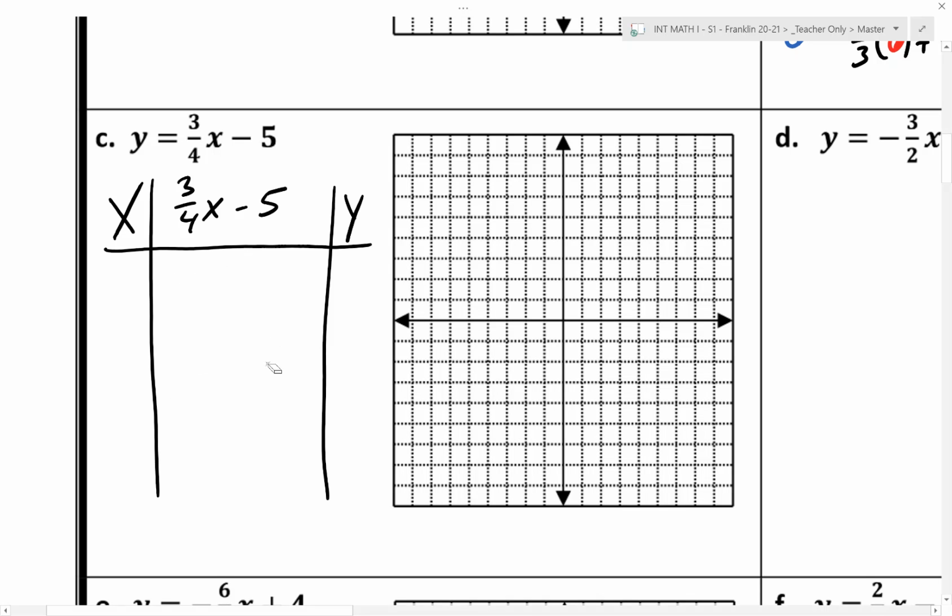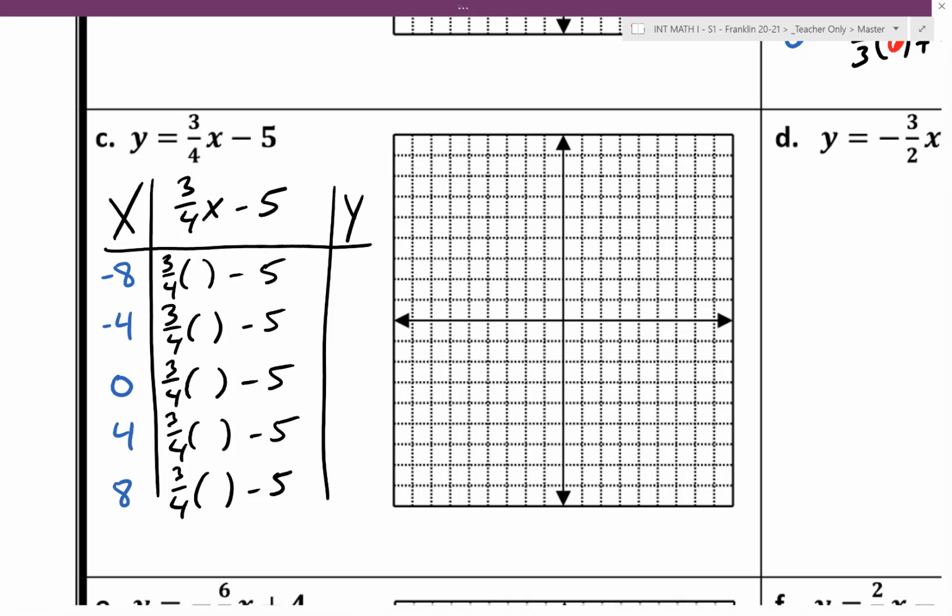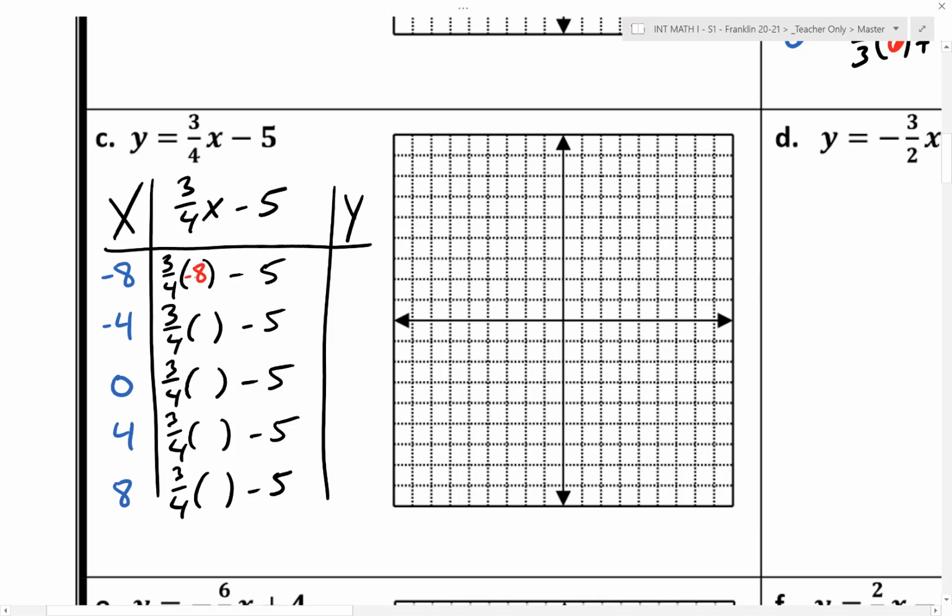Let me start this one over. So 3/4 x minus 5. Okay, so our denominator here is 4. Again, multiply those normal numbers, -2, -1, 0, 1, and 2 by 4. We get -8, -4, 0, 4, and 8. Because again, we're basing it on the denominator.